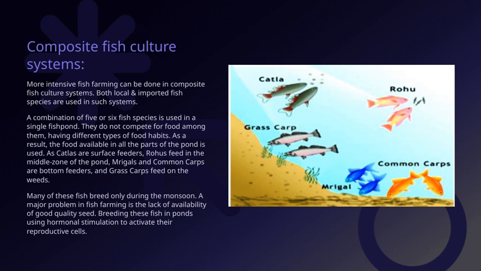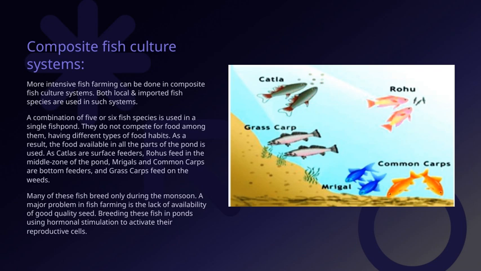For example, catlas are surface feeders, so they eat near the top of the water. Rohus feed in the middle zone, while mrigals and common carps are bottom feeders, focusing on what's at the pond's bottom. Grass carps, on the other hand, feed on weeds, helping control aquatic plants naturally. An important point to remember is that many of these fish breed mainly during the monsoon season.